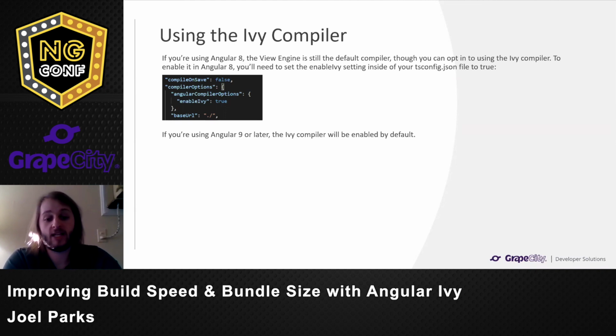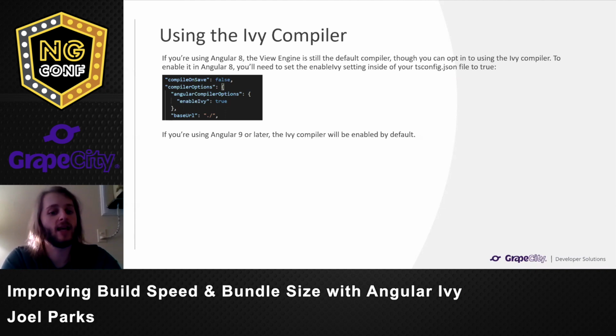Now, if you're seeing errors while using Ivy in Angular 8, the first thing that you'll want to do is turn off Ivy. This can be done in the tsconfig.json file underneath the Angular compiler option setting, as you can see here. This is how you would enable Ivy in an Angular 8 application. If you want to disable Ivy, you'll just set enableIvy to false.